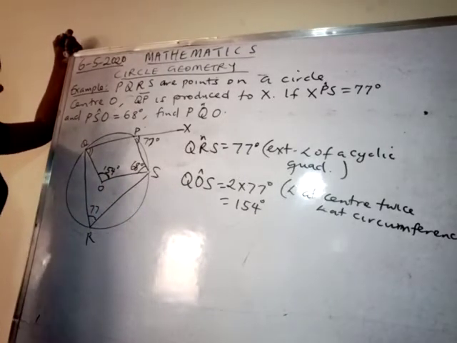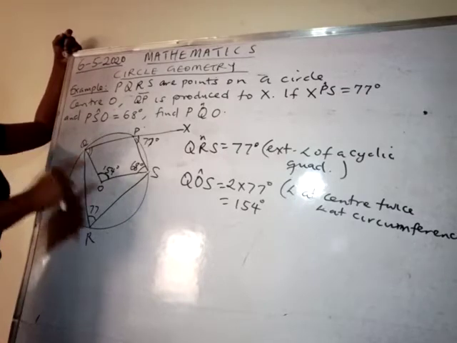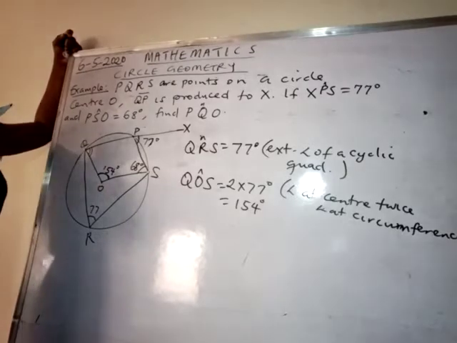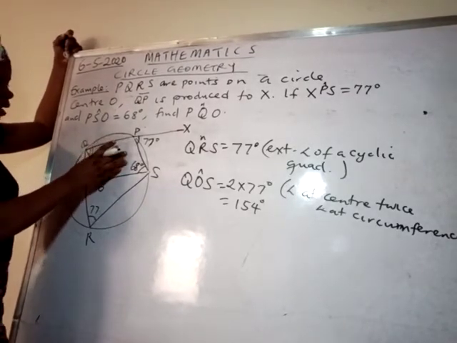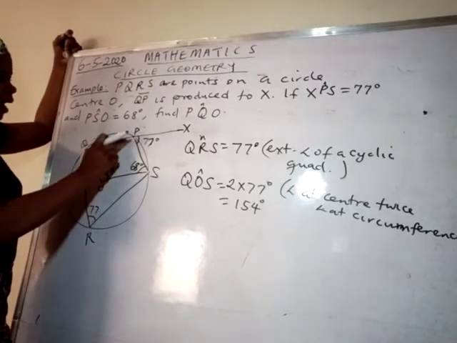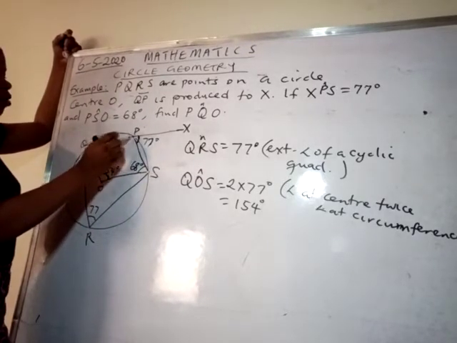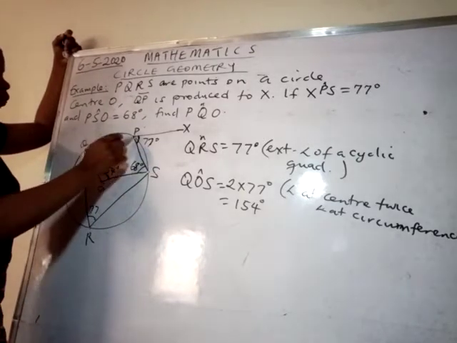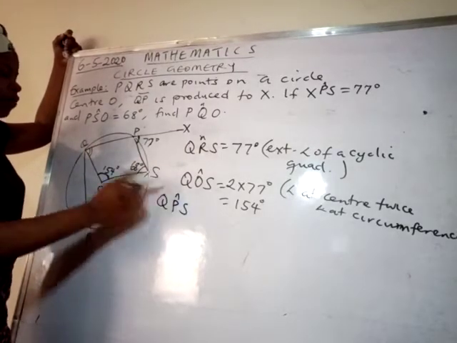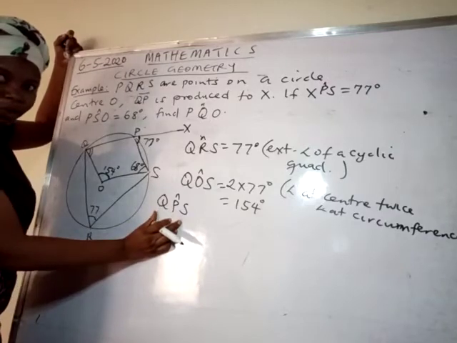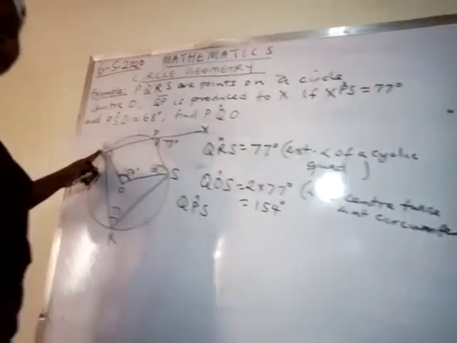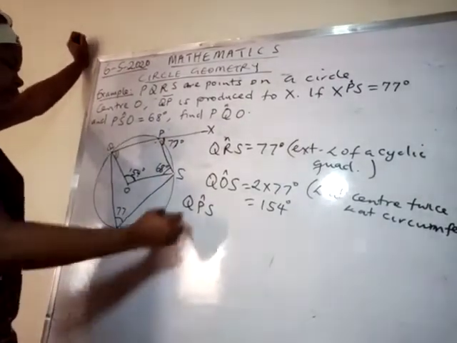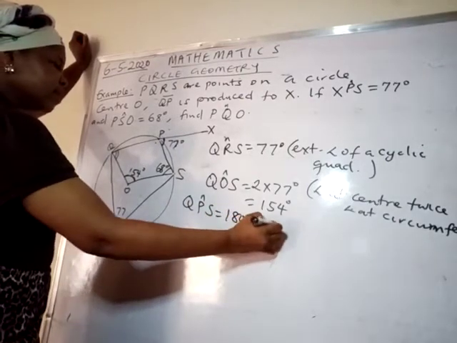Are we together? Now for me to find what I'm looking for, don't forget what I'm looking for is P, Q, O. The angle here is what I'm looking for. Now, in this quadrilateral, I can see that I have this angle, I have this angle. I can get this angle by using the sum of angles on a straight line, or the opposite angle of a cyclic quadrilateral. So my QPS, if this notation is not difficult, QPS means the angle here. So how do I get the angle here? It's the same thing as 180 minus 77 degrees.